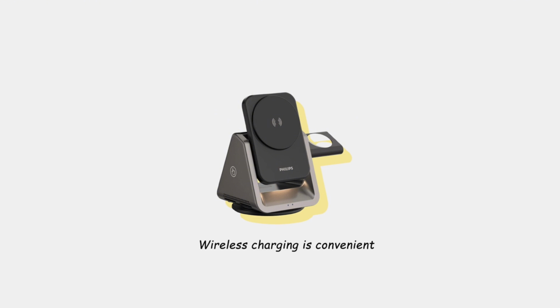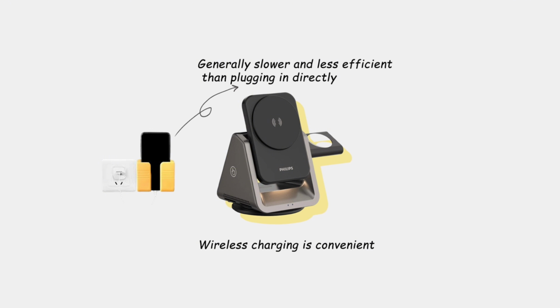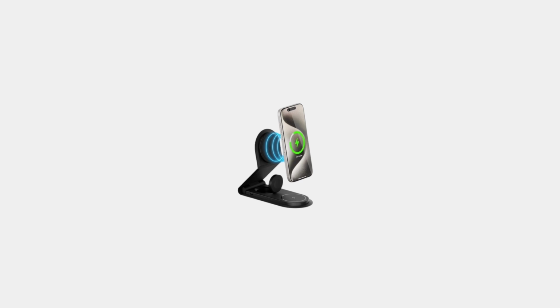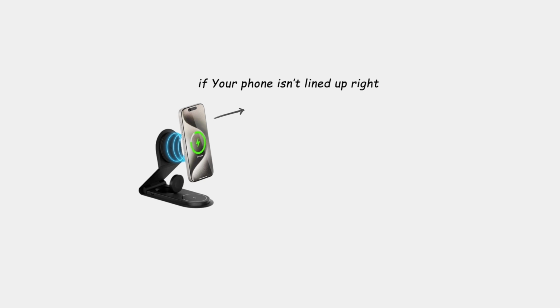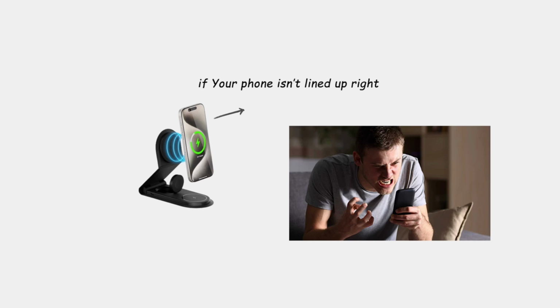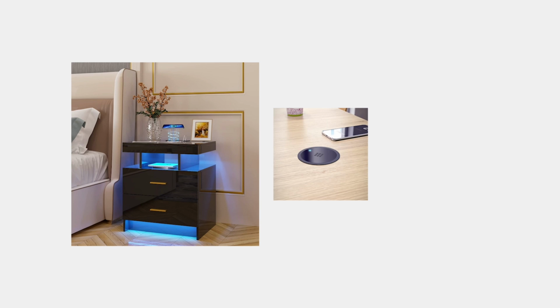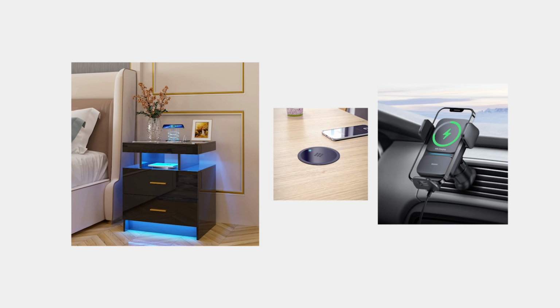Wireless charging is convenient, but it's generally slower and less efficient than plugging in directly. More heat is generated, and positioning matters. If your phone isn't aligned properly, it might charge slowly or not at all. Still, it's ideal for nightstands, desks, or car mounts, where you want to avoid plugging and unplugging your device multiple times a day.